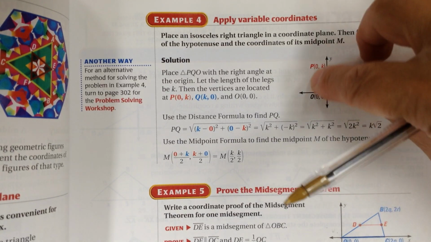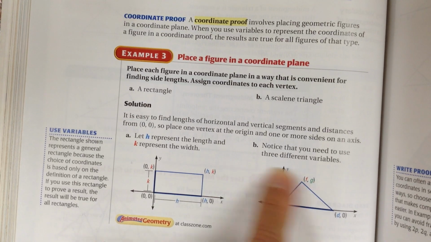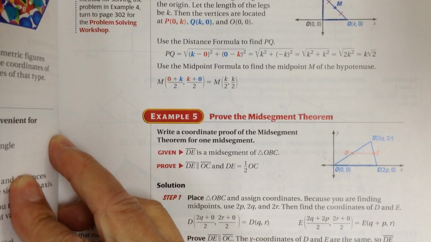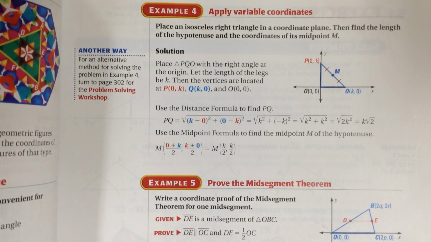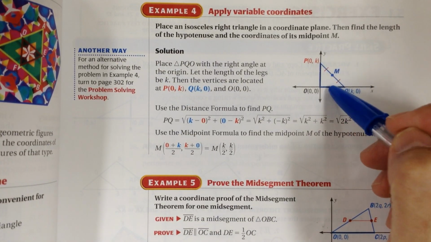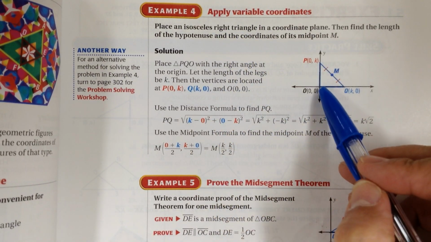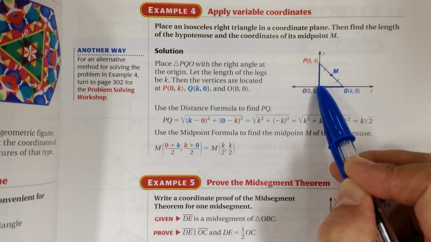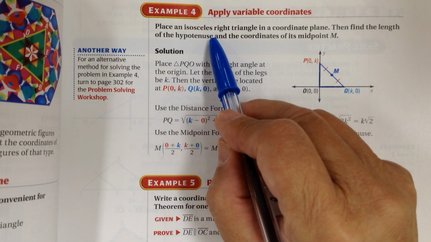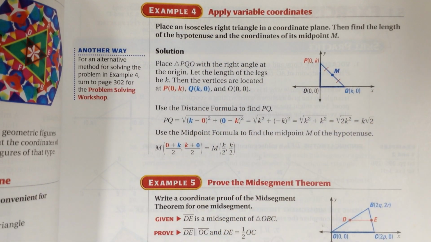Okay, because if you rotate it the other way, if you make it look like this, it makes things a little bit harder. So you have to do a little bit of thinking to figure out how you're going to place the figure in the coordinate plane. So again, it's a right triangle. So you put the right angle in the corner over here. Okay, and it's isosceles. Isosceles means the legs are the same.